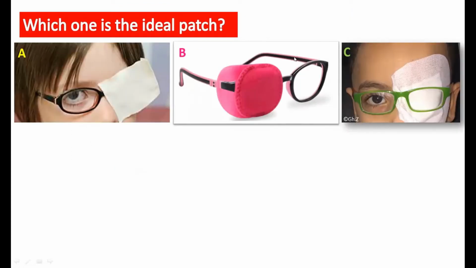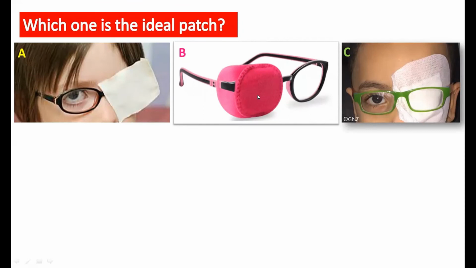Which one is the ideal patch? What do you think? So I got answers B. Actually, B looks fancy, right? And pink and elegant. But the correct answer is C, actually. So the patch goes over the eye; if the child is wearing spectacles, the patch should be under the spectacles, not over the spectacles.